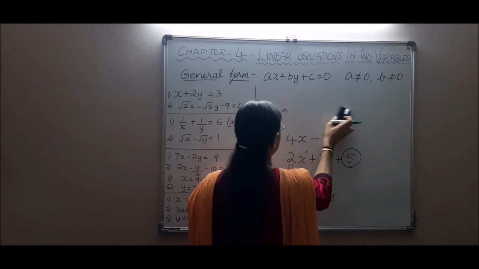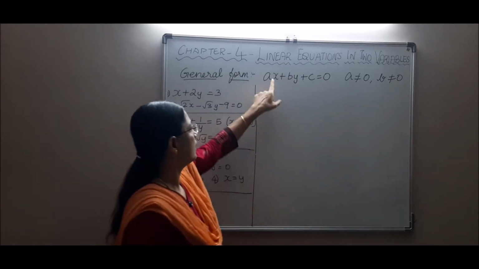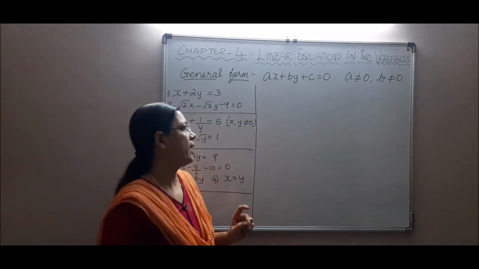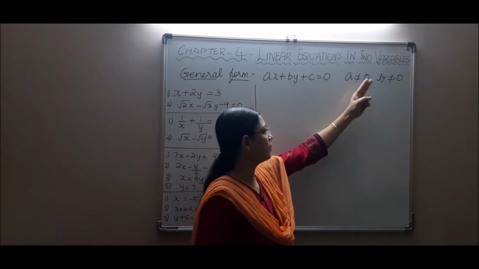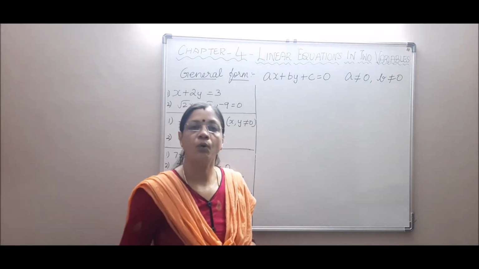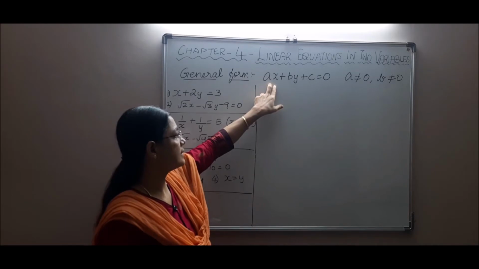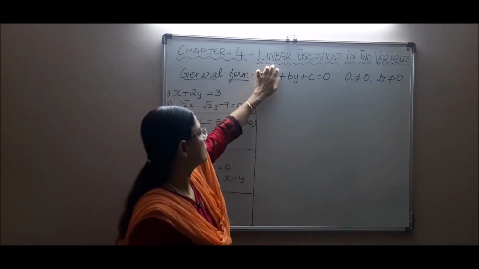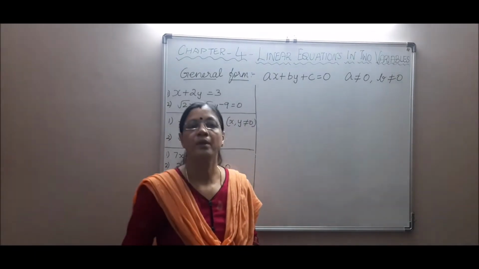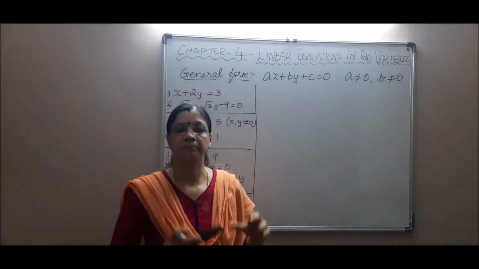So the linear equations in two variables, we have the general form here, ax plus by plus c is equal to 0, and we have the conditions a should not be equal to 0 and b should not be equal to 0. So what happens when a is 0 and b is 0? See, when a is equal to 0, this term vanishes and we have the linear equation in just single variable. But here we are concerned with linear equations in two variables.